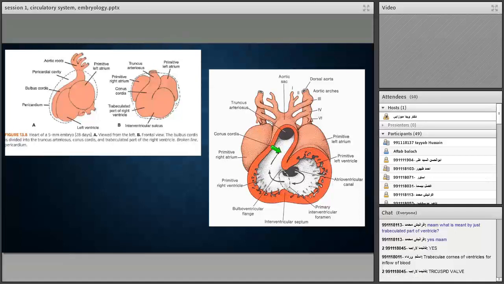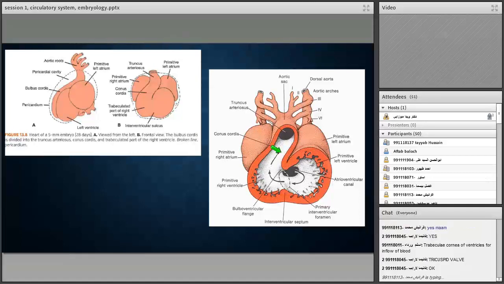The inflow part of each ventricle, listen, the inflow part of each ventricle has trabeculated muscles and it is a rough-walled part. The outflow part has a smooth wall part.